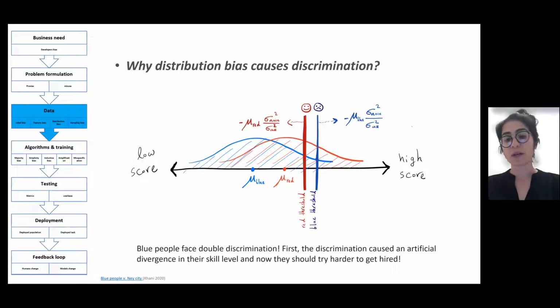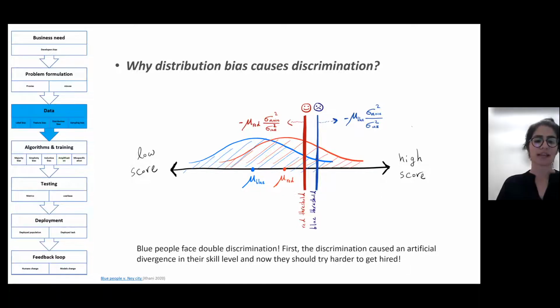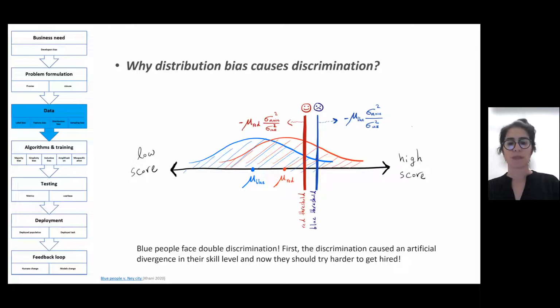For more information about this simple example, you can look at this blog post in Stanford AI Lab, Blue People versus Nay City.